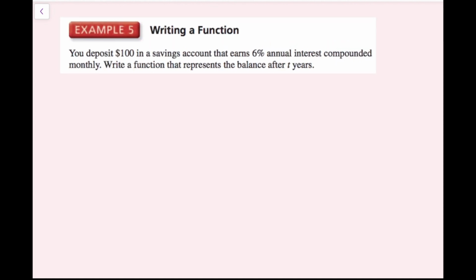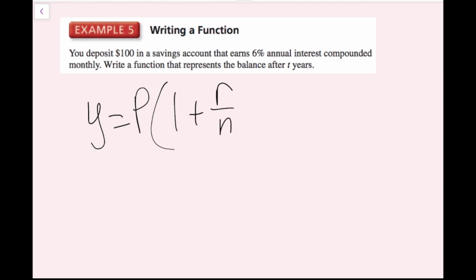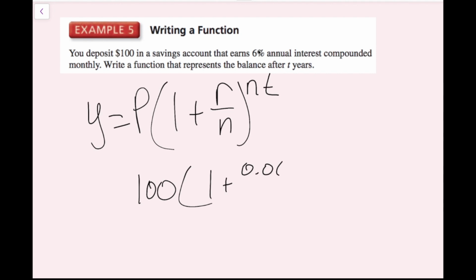For example 5, you deposit $100 in a savings account that earns 6% annual interest compounded monthly. Write a function that represents the balance after t years. Okay, well, first I'm just going to write my general compound interest equation. That's going to be y equals p times (1 plus r over n) to the nt power. Okay, so now my initial amount, $100, that's going to be my principal investment, so I'm going to plug that in for p. Okay, and then 1 plus r over n. Well, my rate is 6%, so that's 0.06 as a decimal.